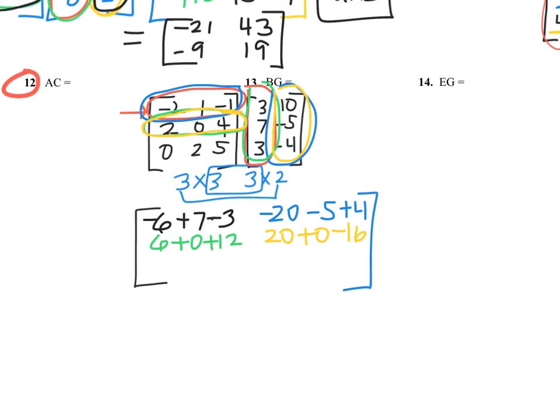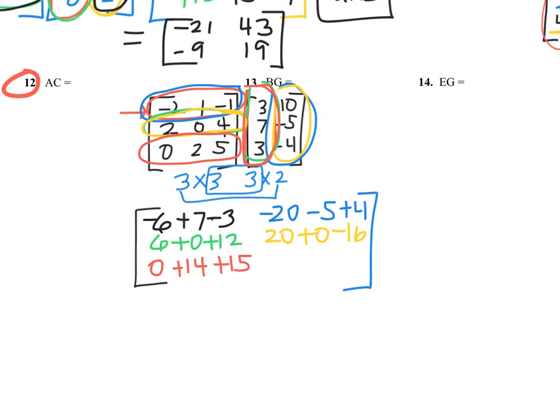All right, one more to go. Ooh, it has a 0 in it. That's fun. We're going to go across and down. 0 times 3 is 0. See where I'm getting these? The first times the first. 2 times 7 is 14. 5 times 3 is 15.